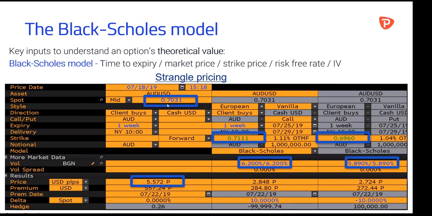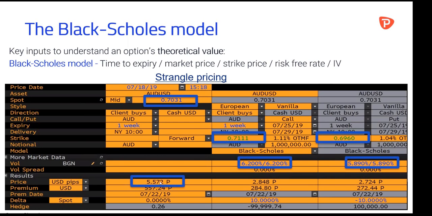What we've got here is a different method called a strangle price. We've asked the system to go out and find us a strike with a 10 delta, a strike which the market gives a statistical level of 10% of being in the money. What the system has shown us is that the call is 71.11, so it needs to trade up to 71.11, or on the put side, 69.60. And you add the premium.